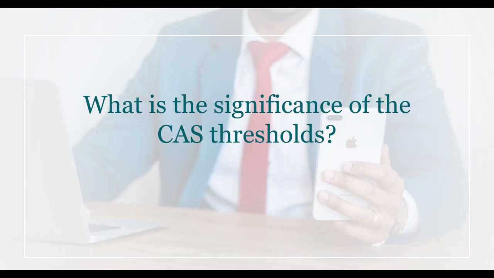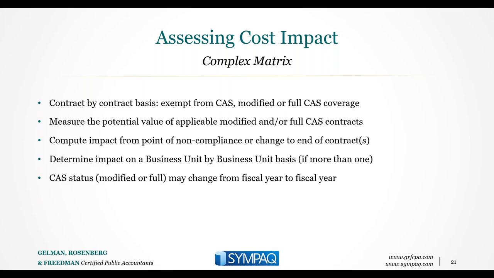So what is the significance of these CAS thresholds? And this is where possibly you get into cost impacts issues and so forth. As Chris rightly said, it's not your business, it's your contract that's exempt from CAS or can be modified or full CAS coverage. So you're measuring the potential value of applicable modified or full CAS coverage, because exempt obviously would be exempt. And you compute from the point of the non-compliance or change to the end of the contract. And you determine the impact on the lowest level, which is a business unit level basis, not really having a home office. It's all integrated as one unit. And of course, your status could change depending upon your level of involvement from year to year.